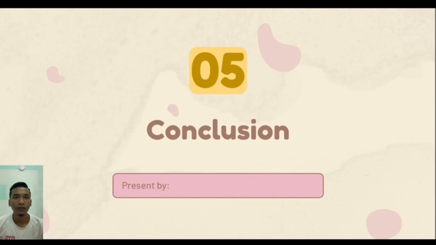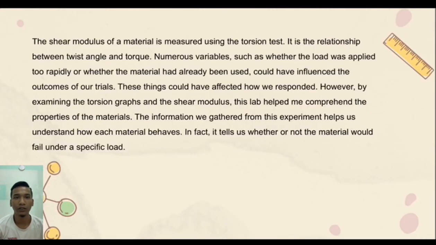We go through the conclusion for the experiment. The shear modulus of a material is measured using the torsion test, which gives the relationship between the angle of twist and shear stress tau. Numerous variables, such as whether the load was applied too rapidly or whether the material had already been used, could have influenced the outcomes of our trials. These things could have affected our results.